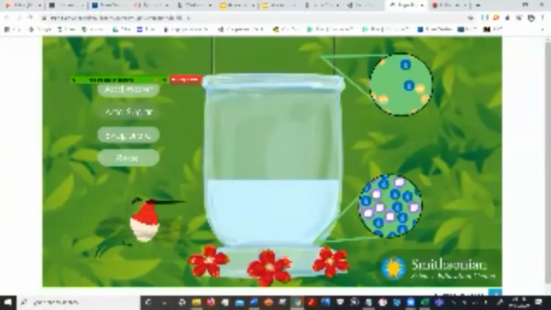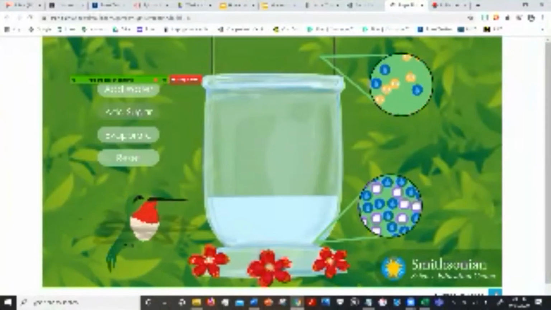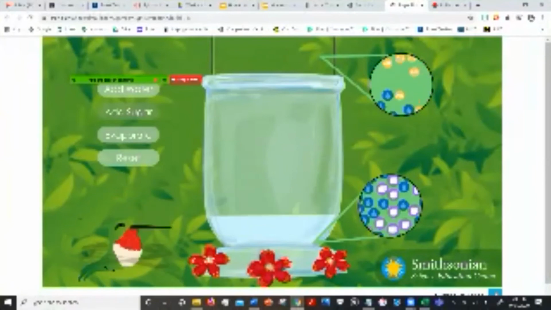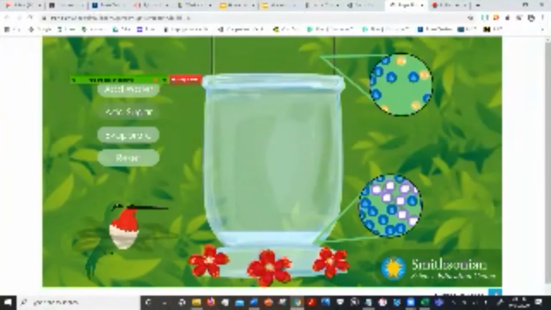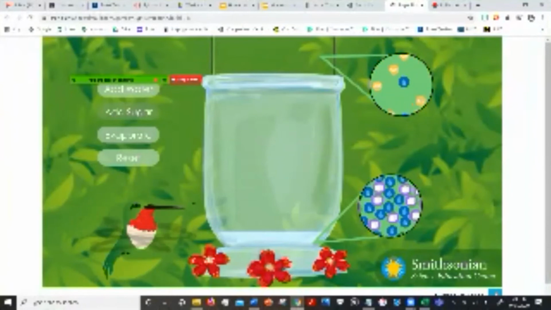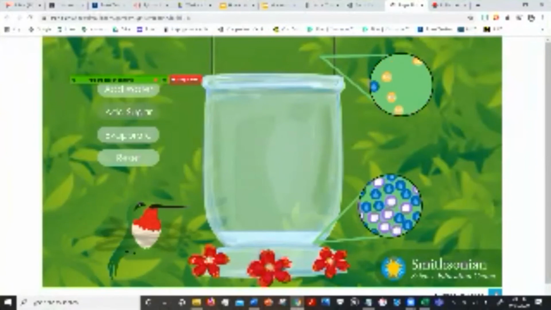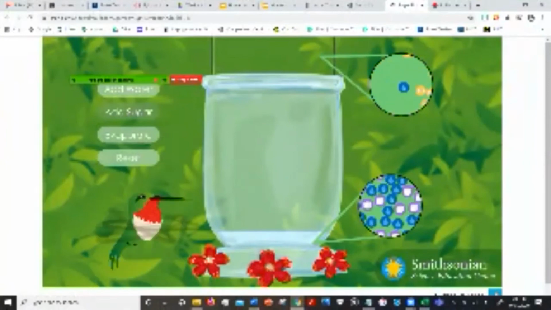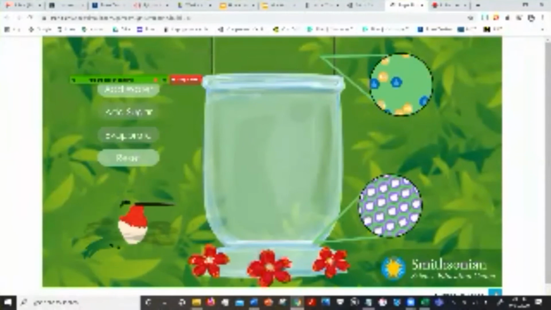Evaporate 1. Look at the particles above the container, and inside the container. Evaporate 2, evaporate 3, evaporate 4. Look at the particles above the container and inside the container. What's happening to the water particles above? Are they increasing or decreasing? And the particles inside, are the sugar particles increasing or decreasing, and are the water particles inside the container increasing or decreasing? And lastly, 5, evaporate.